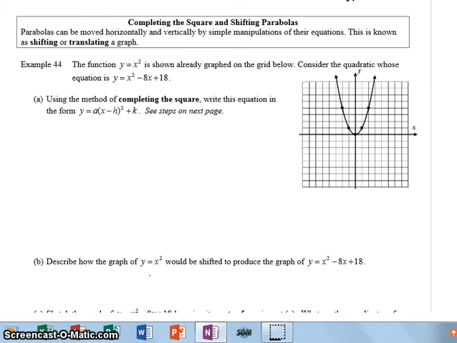This is Unit 3, Day 7. We're starting off with example 44 here. It says completing the square and shifting parabolas. Parabolas can be moved horizontally and vertically by simple manipulations of their equations. This is known as shifting or translating a graph.